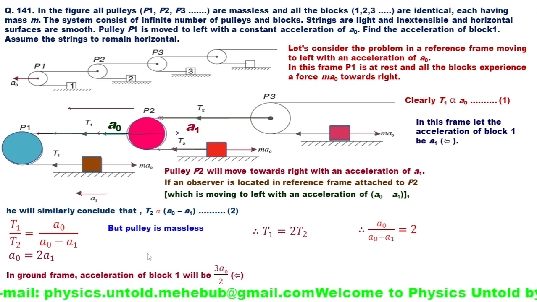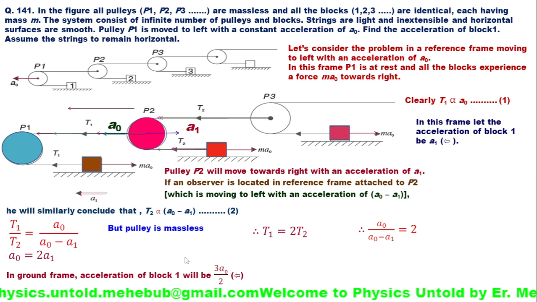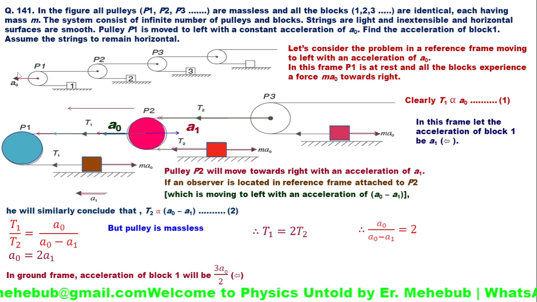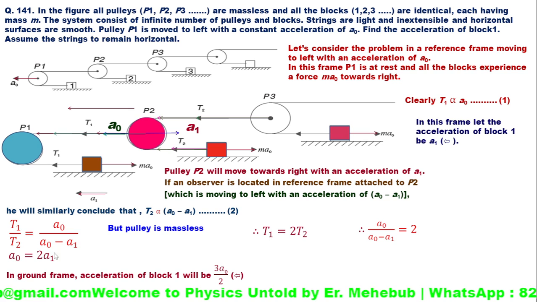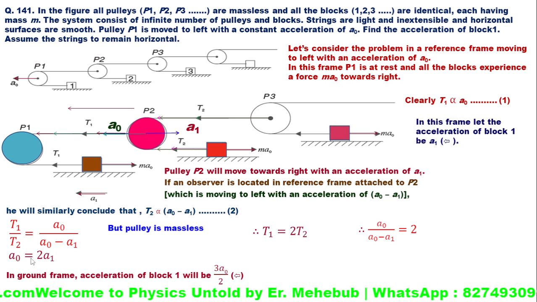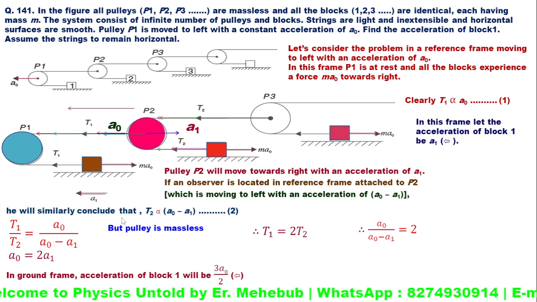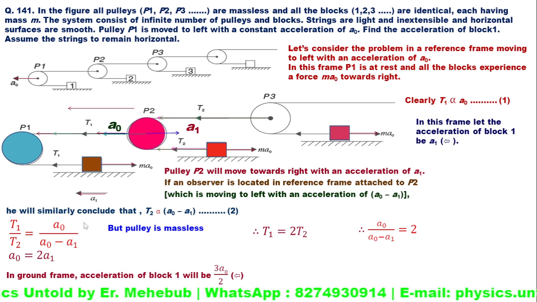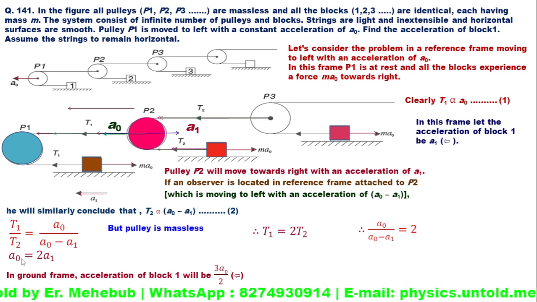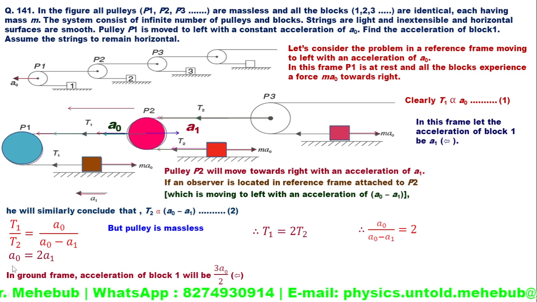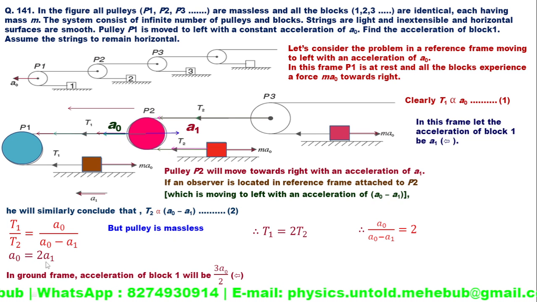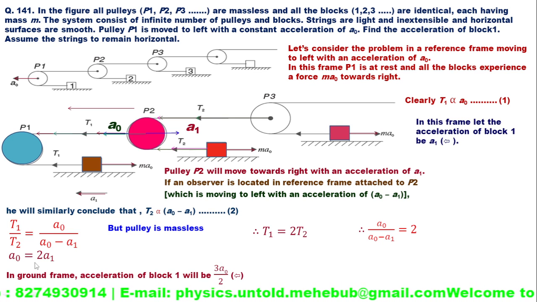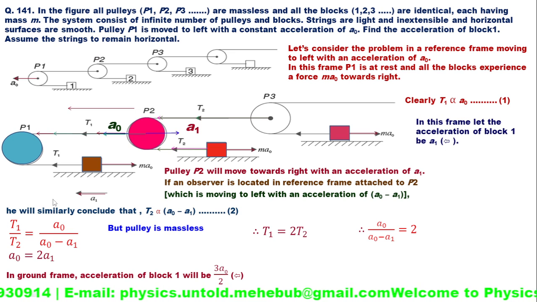But in the ground reference frame, the acceleration of the block will be the applied acceleration, which is already provided in our system, which is equal to a0, in addition with another acceleration which we already found out, equal to a1 for block 1. As we already found that the relation between a0 and a1 is a0 equal to 2 times a1, or we can say a1 equal to a0 divided by 2.